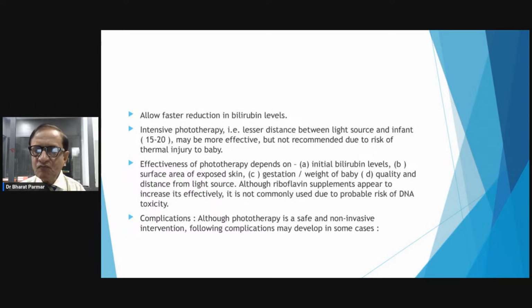The complications of phototherapy. Although phototherapy is safe and non-invasive, complications may develop in some of the cases.